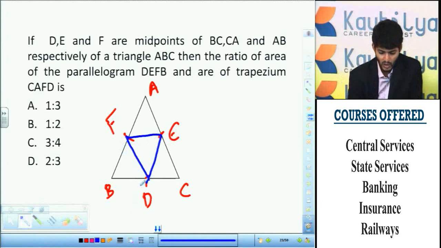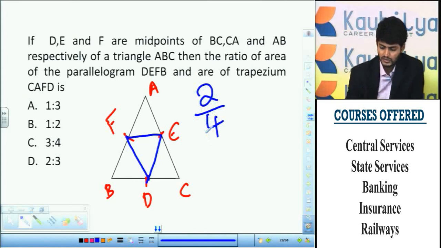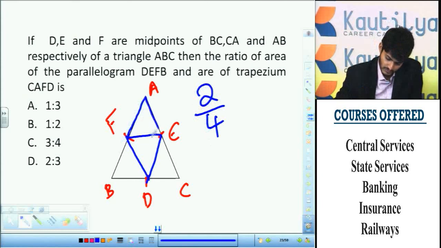Now he is asking you about DEFB. That means 2 triangles out of 4. So the area would be 2 triangles out of 4 triangles for the parallelogram DEFB, right? So half of the entire area. And since I am speaking about trapezium CAFD, now you can see the trapezium CAFD. So this is the trapezium.